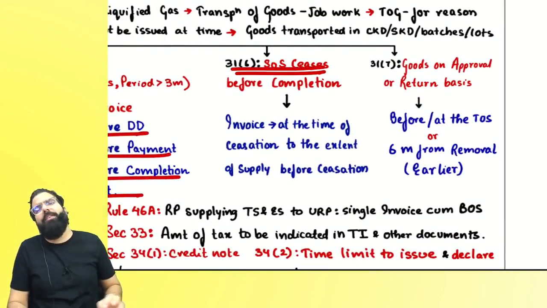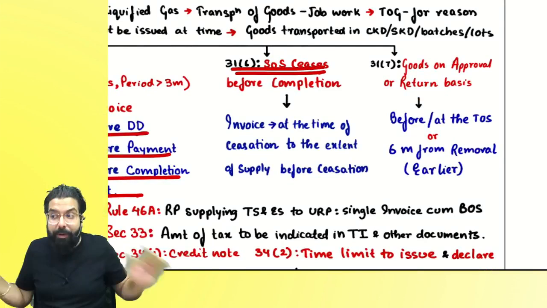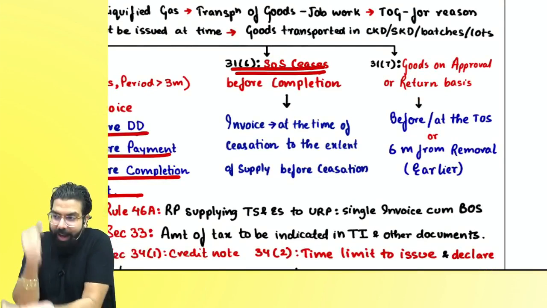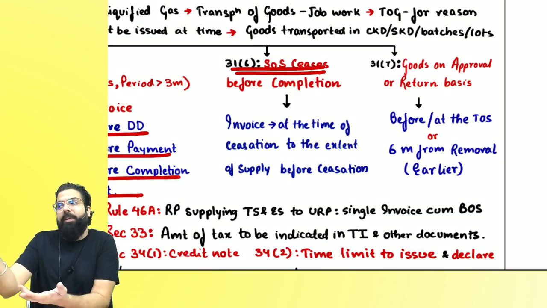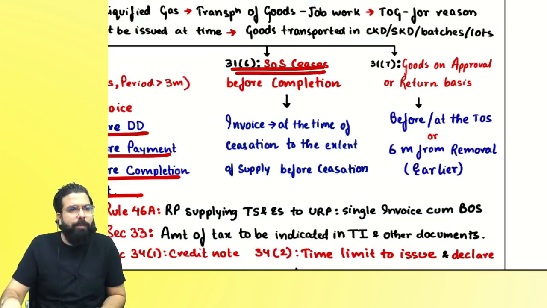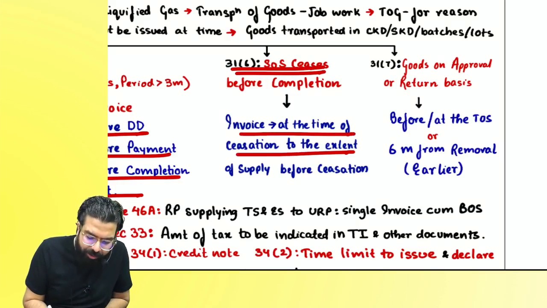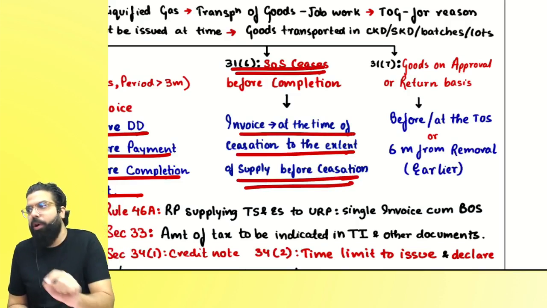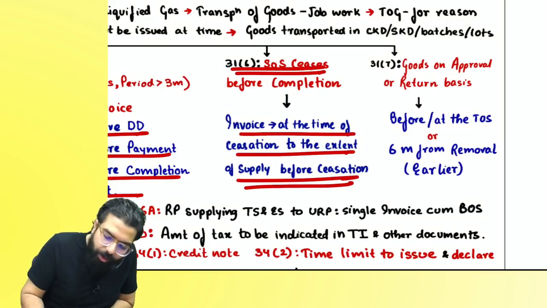31.6 goes ahead and says if supply of service ceases before completion, then at the time of cessation, however much service you have provided, that much invoice should be given. Invoice at the time of cessation to the extent of supply before cessation.